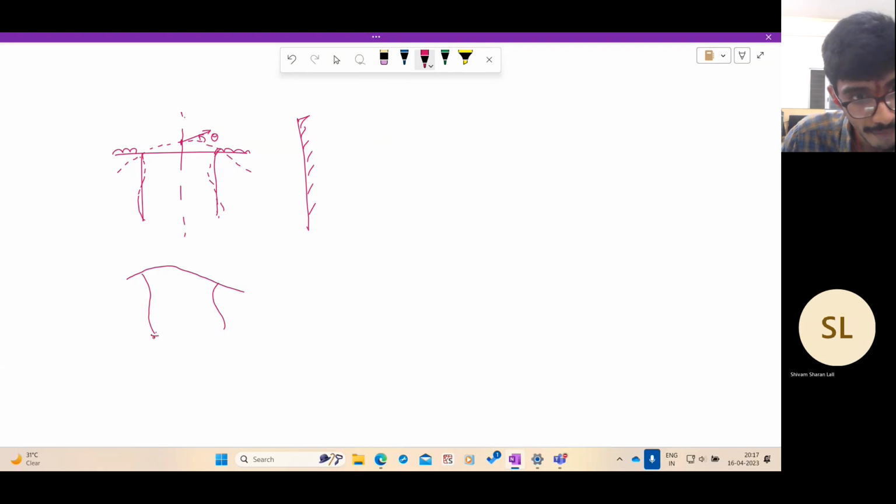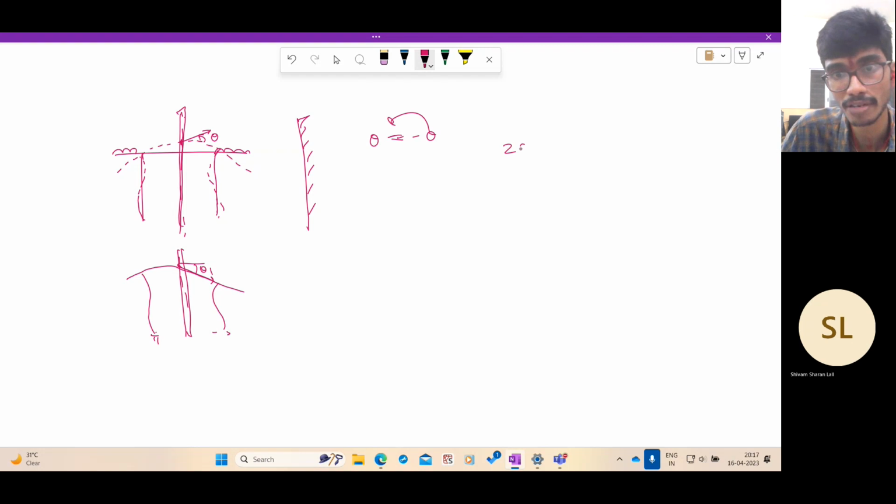Something like this. Now, in this case, the rotation at this point is downwards. But what did we see? If we take the mirror image about the symmetry plane, in both the cases, you should get the same structure, which means theta is equal to minus theta. And if you take this theta to the side, you get 2 theta is equal to 0. So theta is equal to 0.